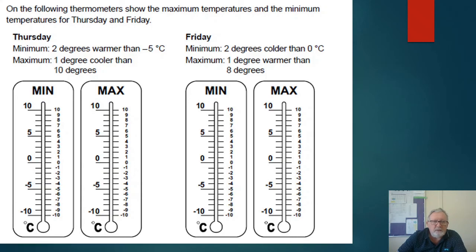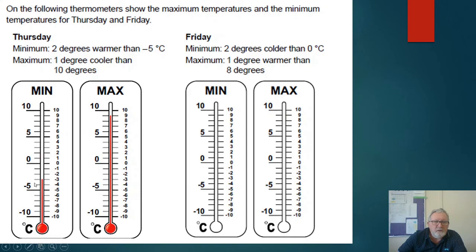Let's see how you went. 2 degrees warmer than -5. -5, it warmed up by 2 degrees to -3. I hope that's what you put on that one. 1 degree cooler than 10, there's 10, and if it cooled, it's going down the scale to 9.